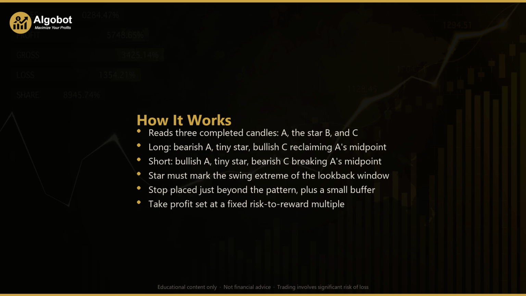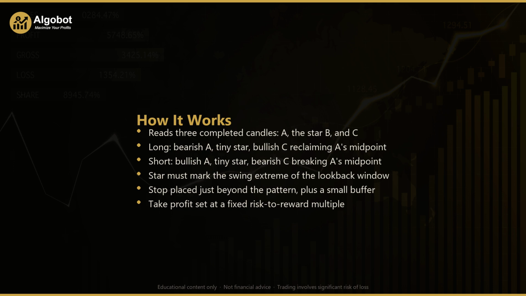For an evening star, candle A is a strong bullish candle. Candle B is a small star, and candle C is bearish and closes back below candle A's midpoint. The pattern must also print the highest high of the window, marking a true swing high. When that aligns, the strategy signals a sell.